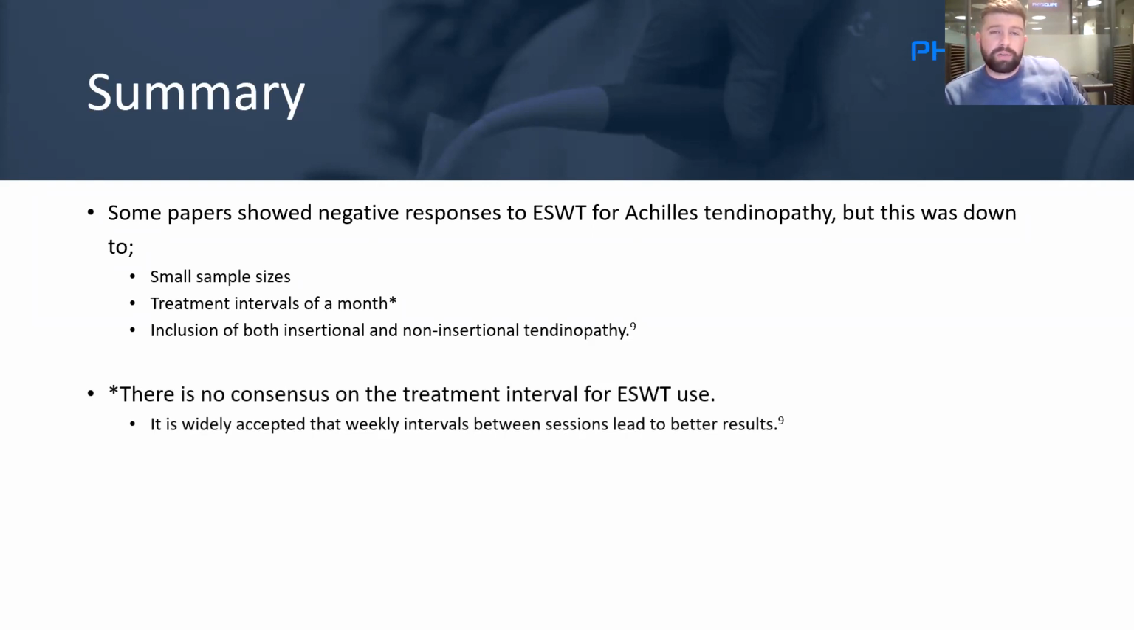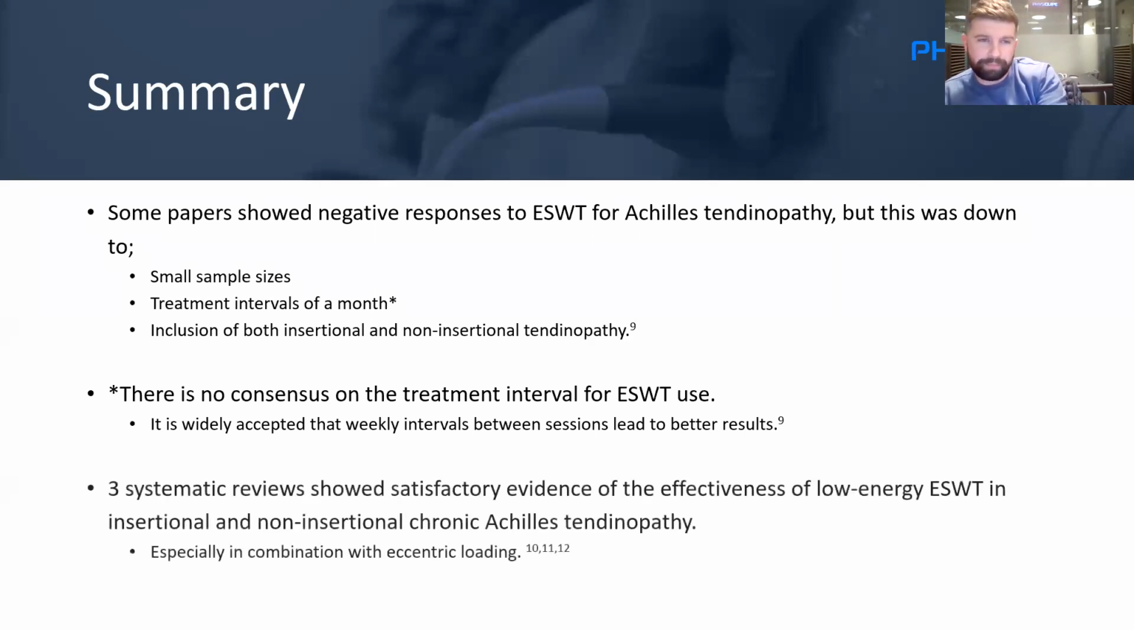In terms of the intervals, there's not really a consensus on what the treatment interval should be. Depends on who you speak to. Could be 3 to 5 days, could be a week, could be a couple of weeks. I think most people sit on the consensus that weekly intervals between sessions lead to better results. Sure, we'll get into a conversation about that at the end. I have a different viewpoint on that. It depends on what you're presented with.